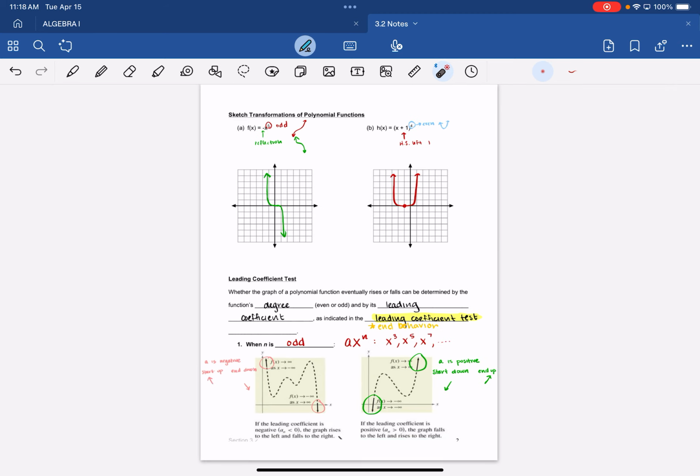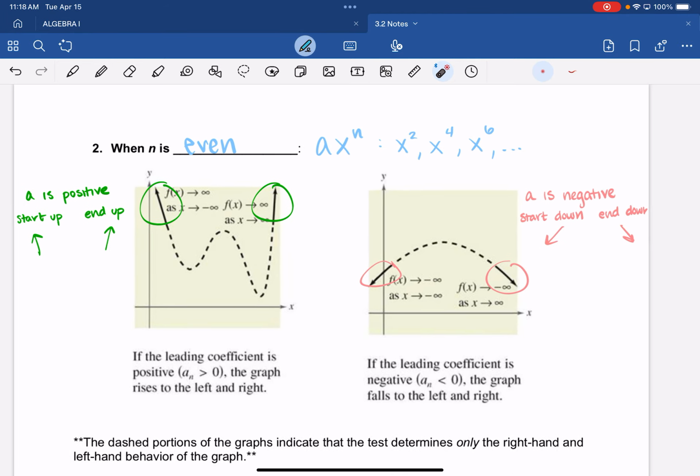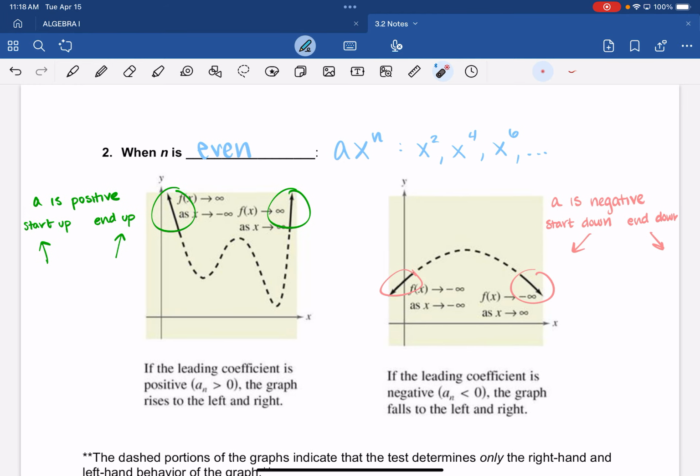Okay? All right, here's our next one. Same idea, just with an even exponent. Okay, so when my exponent is even, we still look at our leading coefficient. That still tells us the end behavior.